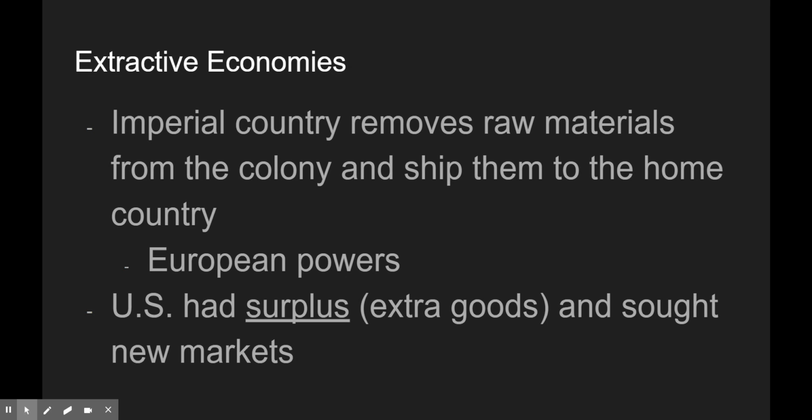We can take raw materials from these colonies, use them in our factories, create manufactured goods or finished goods, and then sell those same products back to our colonies. Genius, right? So, following that plan is known as an extractive economy. That term will also be on your test. So, pay attention to this definition right here.